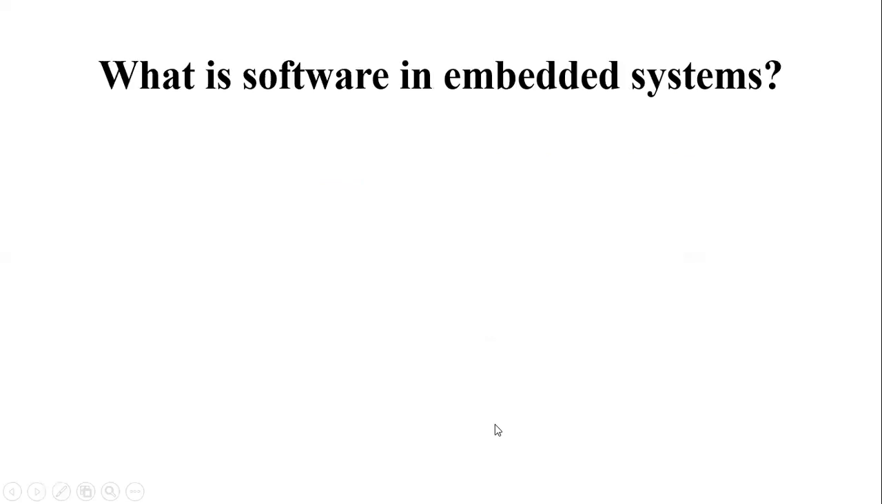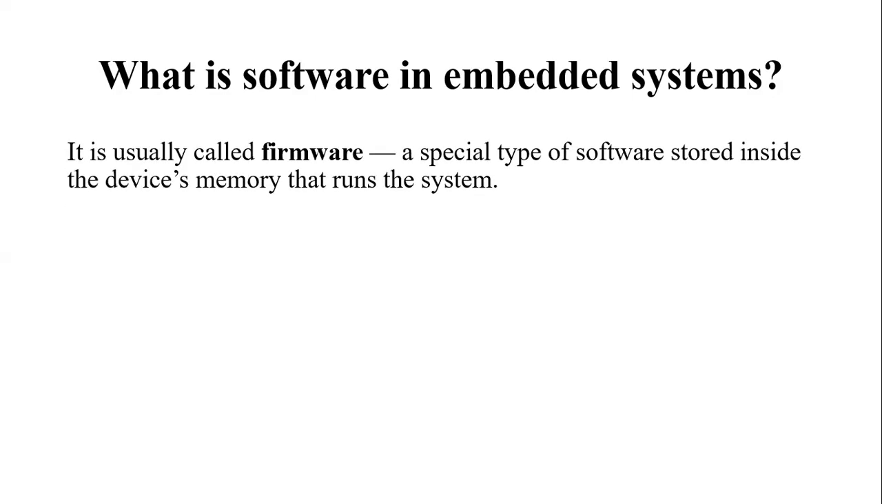And next thing is, we talked about three major things in the previous slides: hardware, software, and RTOS, right? But what is the software in an embedded system? So here is the software in an embedded system. The software is simply called firmware. This is the initial behavior.